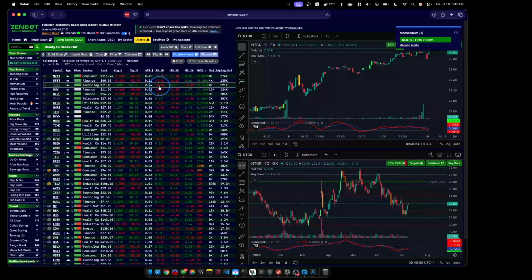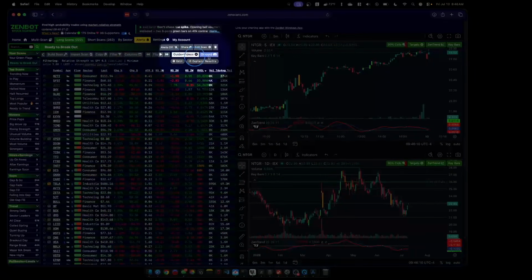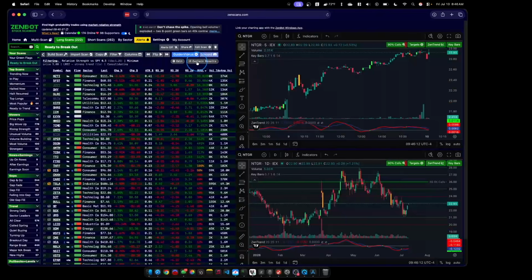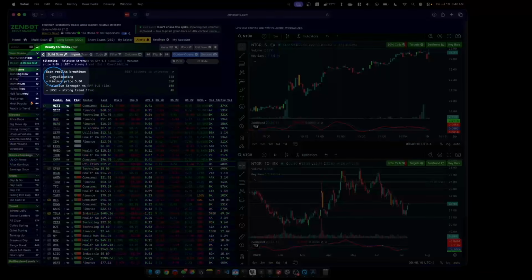Now, a lot of times you're wondering, why is my scan not bringing up results? Or why am I getting too many results? I have a new feature, Explain Results. If you look right here in the filter area, Explain Results will show you what makes up that scan.